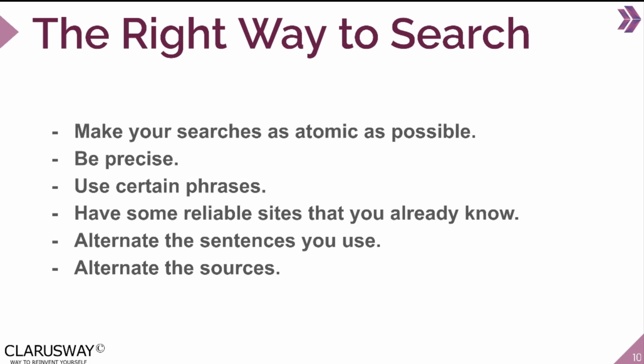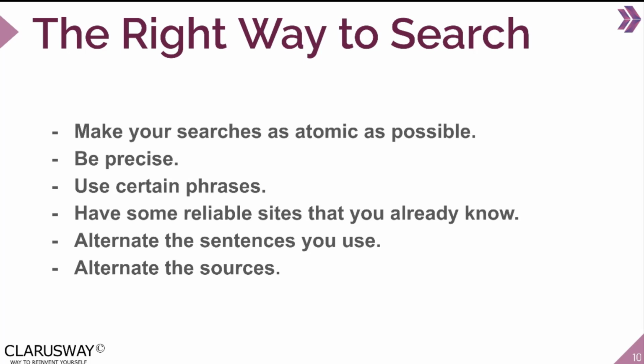So your searches have to be atomic. What does that mean? We will see it in the upcoming slides, but in basic terms, it means that your search shouldn't be complicated. It should be simple. You have to be precise. What does that mean? You shouldn't broaden your search, okay? You have to be as specific as possible.